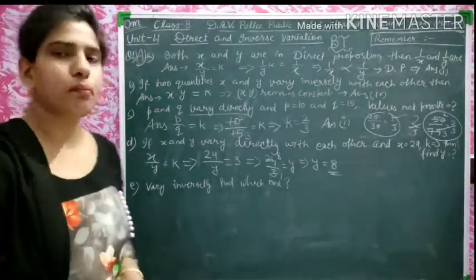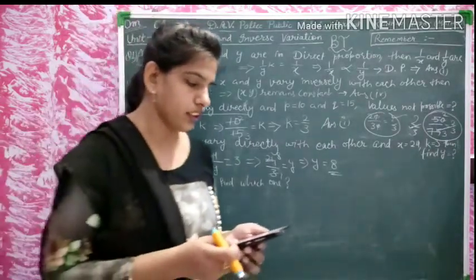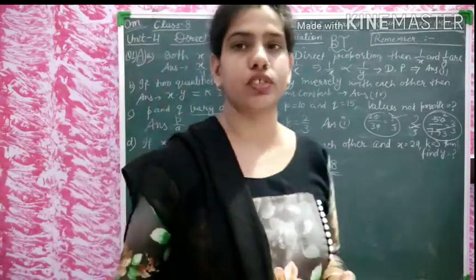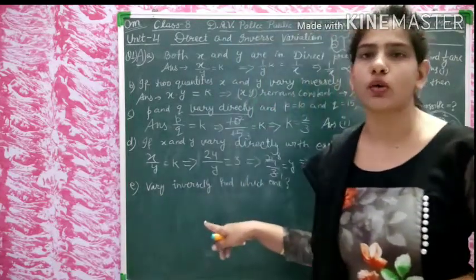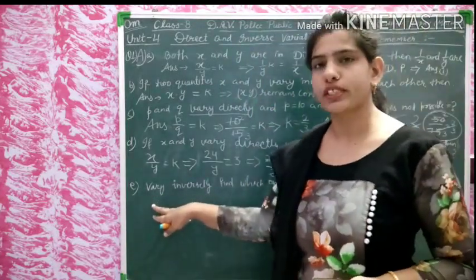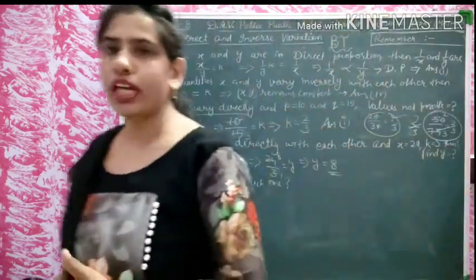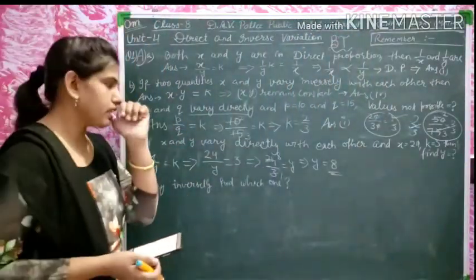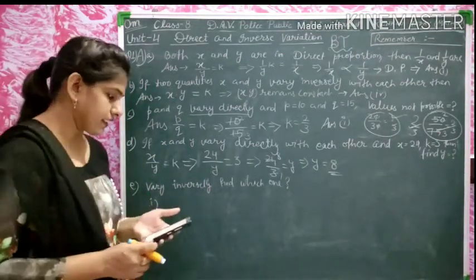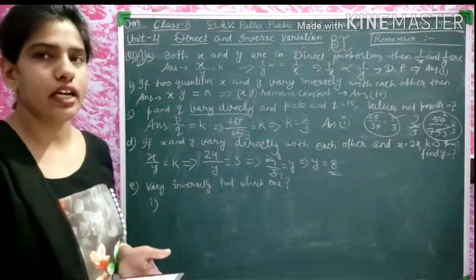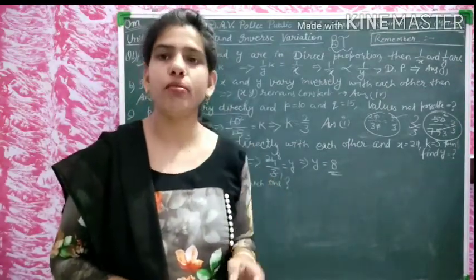Now we will go to the part E here. There is part E. Which of the following quantities vary inversely with each other? We have to find which quantities in the options. 4 options are given here, and we have to find which vary inversely with each other. Let's see the first part. Its first part is distance travelled and the cab fare.